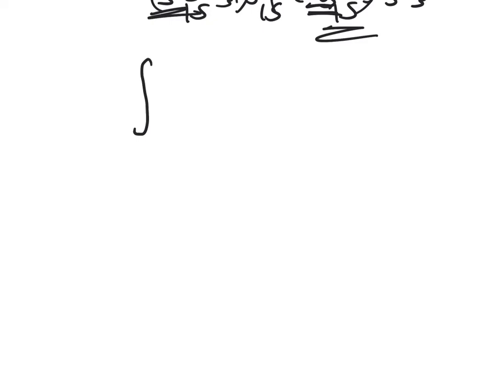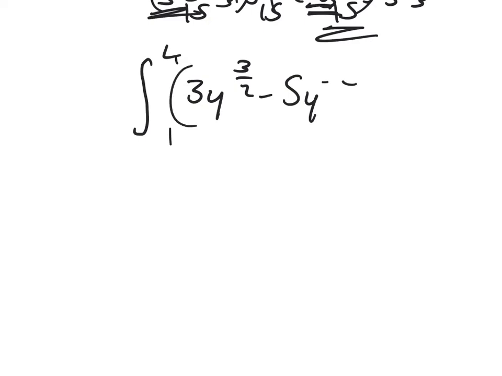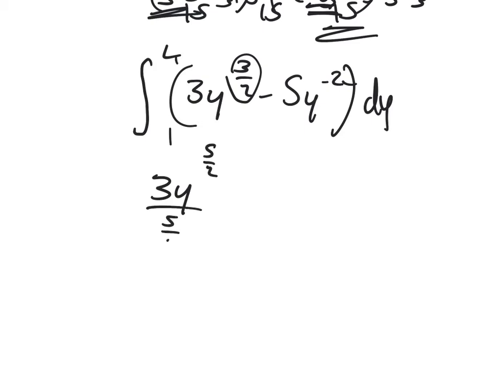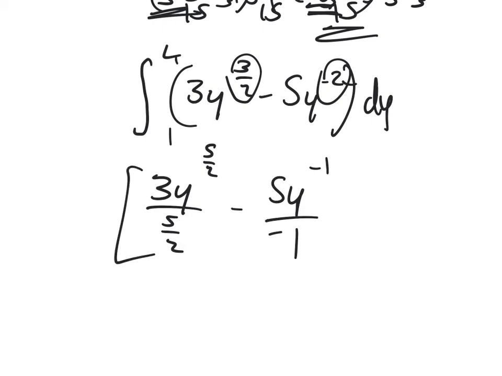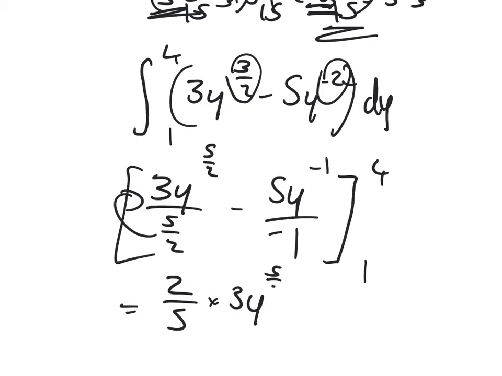Okay, let's try another, and we're going to integrate between 4 and 1, 3y to the 3 over 2 minus 5y to the minus 2. Okay, so 3 over 2 plus 1 is 3 over 2 plus 2 over 2, that's 5 over 2, divided by my new power 5 over 2, minus 5y to the minus 1 divided by minus 1, because I'm adding 1 onto the power minus 2. That's between 4 and 1. Okay, so bring the fraction up, flip it over, that will be 2/5 of 3y to the power 5 over 2. These two negatives cancel out, and that will just leave me with plus 5y to the minus 1 over 1. Well, I don't need to write the over 1 there.